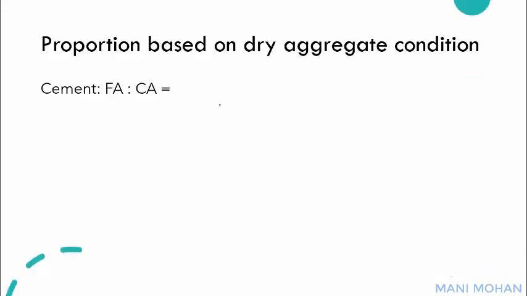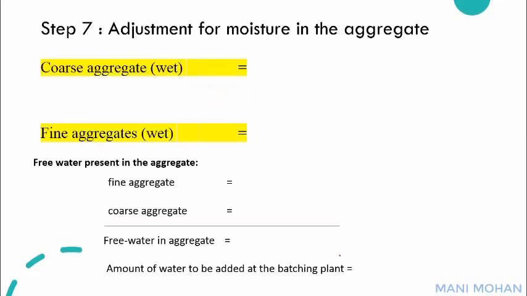Now we can compute the proportion based on dry aggregate condition. How much cement do we have? We are using 354 kg of cement per meter cube of trial mix concrete. Fine aggregate, we are adopting 845 kg, whereas the coarse aggregate which we are adopting is 950 kg. If we divide this proportion by 354, we get 1:2.4:2.7. Step number 7, adjustment for moisture in the aggregate.